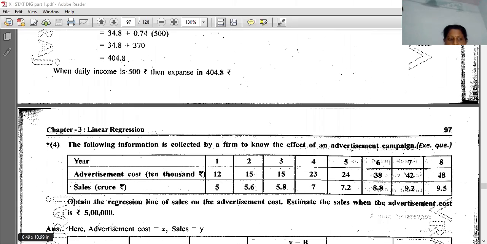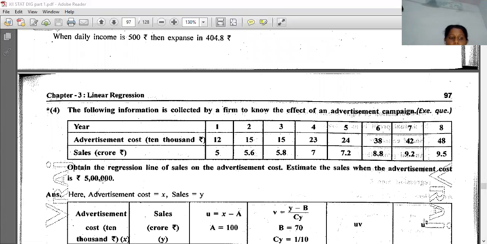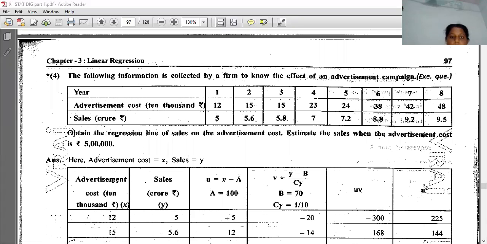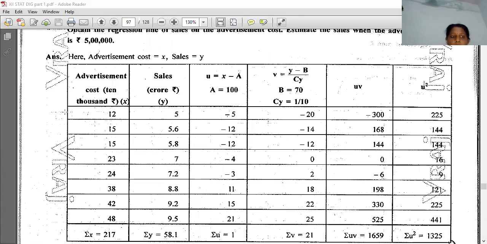Our fourth sum says the following information is collected by a firm to know the effect of an advertisement campaign. Here 1 to 8 and the advertisement cost is given in 10,000 rupees, and the sales is given in crore rupees. This is the unit of your answer. Now obtain the regression line of sales on the advertisement cost. Estimate the sales when the advertisement cost is rupees 5 lakh. So x is 5 lakh rupees; you have to substitute this x value in the regression line. Now we will start with our solution.